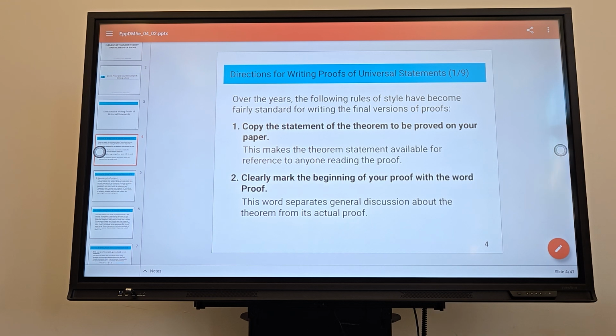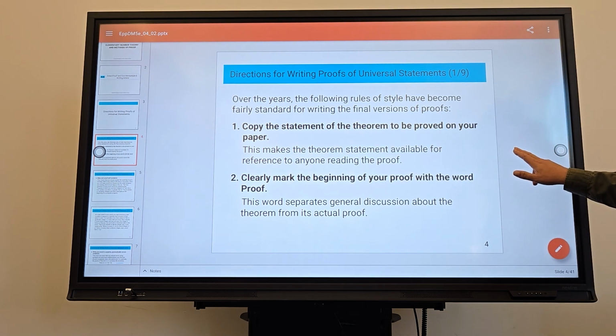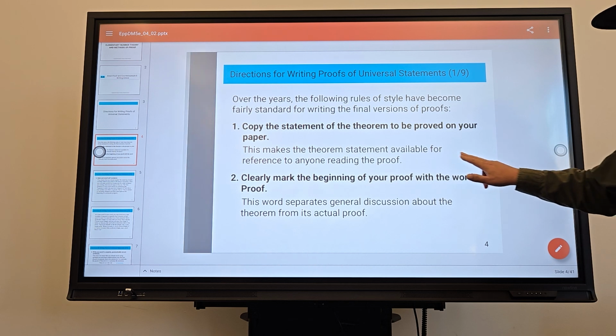Clearly mark the beginning of your proof with the word proof. This, like I said, separates the general discussion about the theorem from its actual proof. It's just a formatting thing. State the theorem, begin the proof, and mark those as being separate sections of the paper or whatever you're writing.